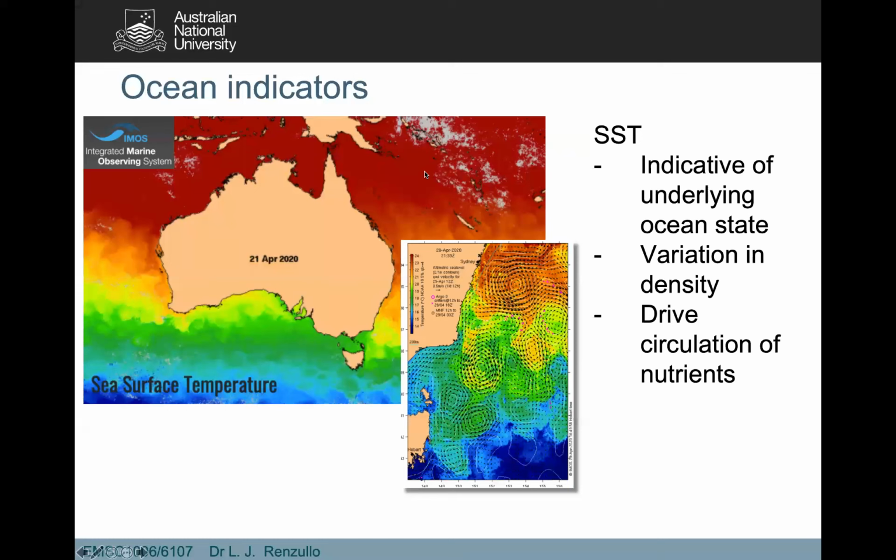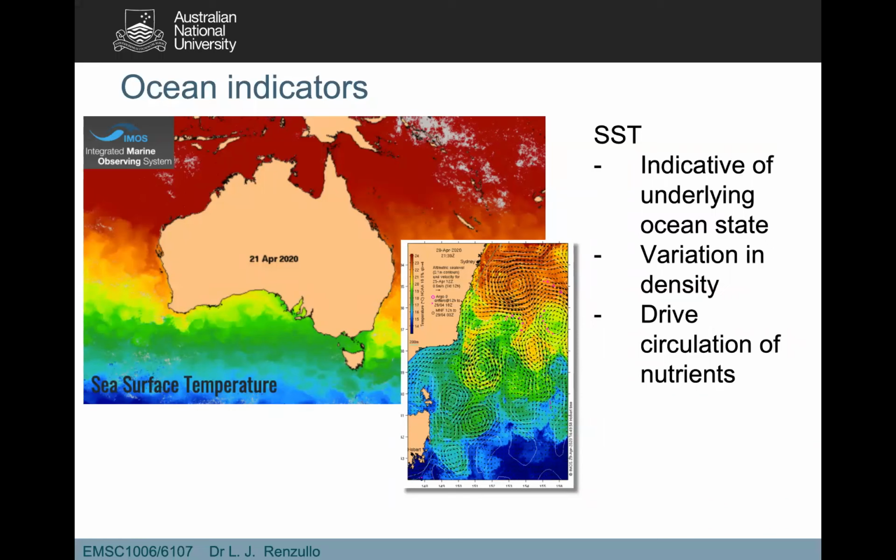Sea surface temperature tells us about the condition of the oceans. We know that pressure and temperature and density variations are driven by heating. The heating of the oceans will change the density. So the sea surface temperature is a reflection of the density, and density drives the pressure variations, and pressure variations drive the currents we see. And the currents drive the nutrient distributions within the ocean.